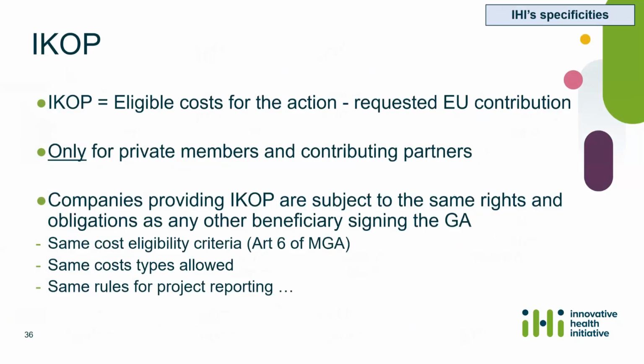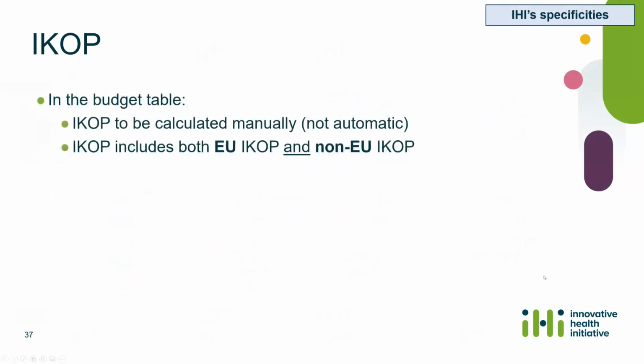So they have the same eligibility criteria that we've discussed earlier. They have the same cost types that are allowed that we've discussed earlier as well. They have the same rules for reporting and so on. And in the budget table, ICOP needs to be calculated manually, so it's not automatic. But don't worry, we have that tool, as I said, that will help you do that.